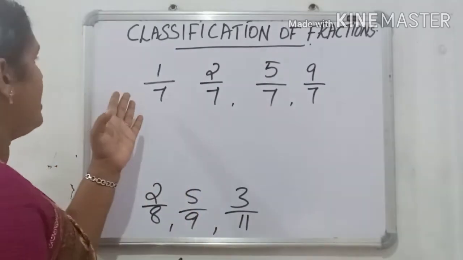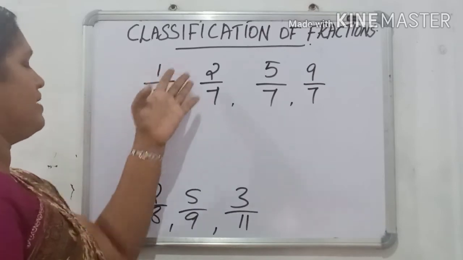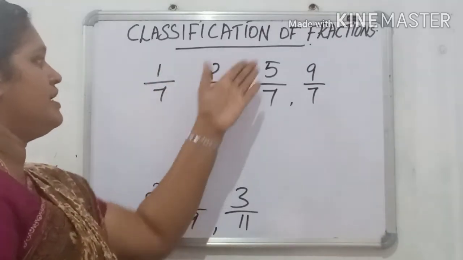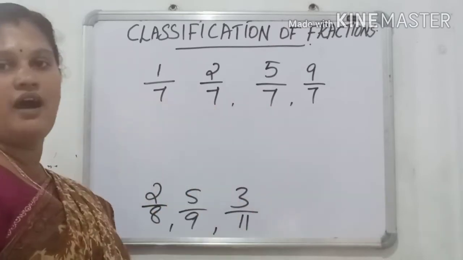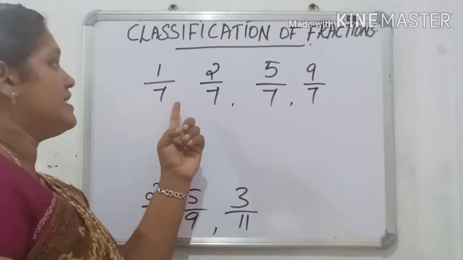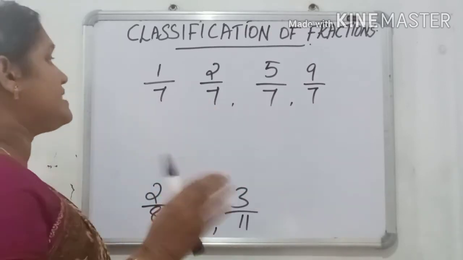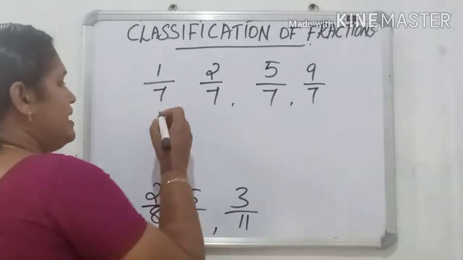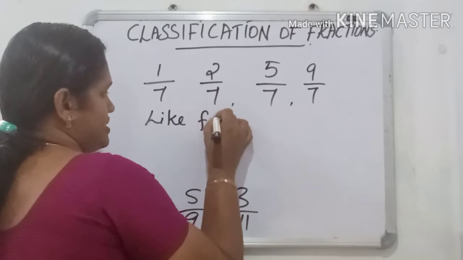Here we have a set of fractions: 1 by 7, 2 by 7, 5 by 7, 9 by 7. Here all denominators are the same. A set of fractions whose denominators are all the same, such kind of fractions are called like fractions.